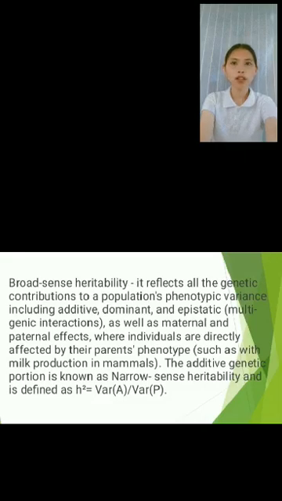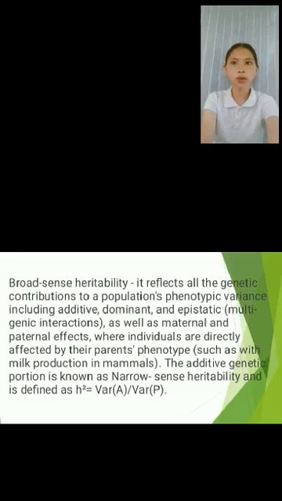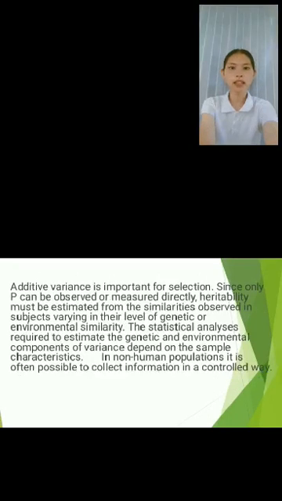It reflects all the genetic contributions to a population's phenotypic variance, including additive, dominant, and epistatic multigenic interactions, as well as maternal and paternal effects, where individuals are directly affected by their parents' phenotype. The additive genetic portion is known as narrow sense heritability and is defined as h² equals Var(A)/Var(P). Additive variance is important for selection.